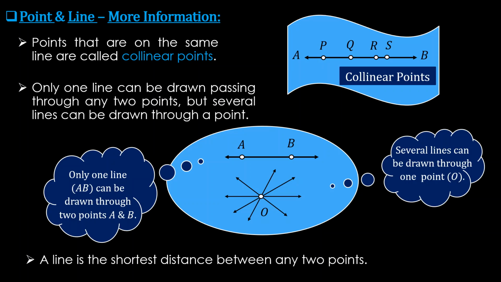A line is the shortest distance between any 2 points. Suppose there are 2 points, these and these. This is the shortest distance between these 2 points. That is a line.